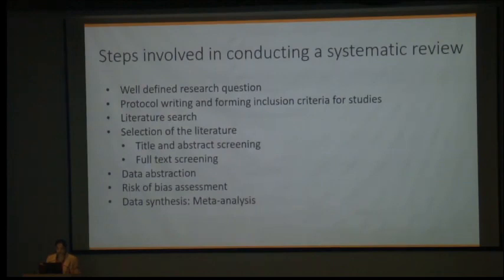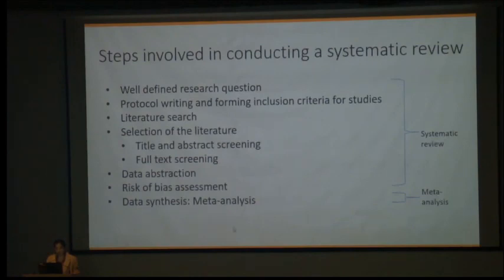The selection of the literature is done in 2 steps. The first step is the title and abstract screening, and those that are found eligible in the title and abstract screening go on to do the full text screening. You then abstract data and you do methodological quality assessment of the studies. That's called the risk of bias assessment. And all of these steps constitute the systematic review. In the end, if it makes sense, you can synthesize the results statistically. So you can combine the results statistically, and that's called the meta-analysis.